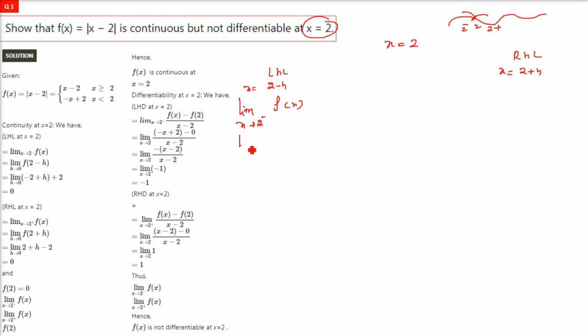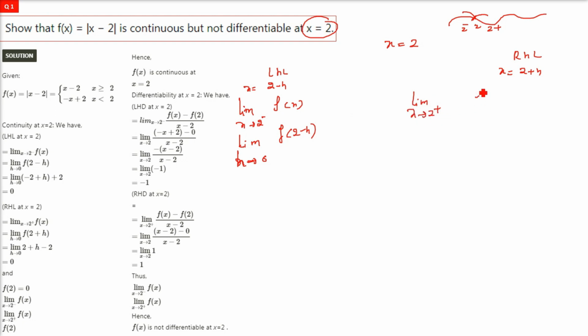So x has to be written as 2 minus h in this case. When we replace x by 2 minus h, it will be limit h tends to 0, because we are going on the back side of x. So what is x less than 2? We have to use minus x plus 2. That is, in minus x plus 2, we have to replace x by 2 minus h.